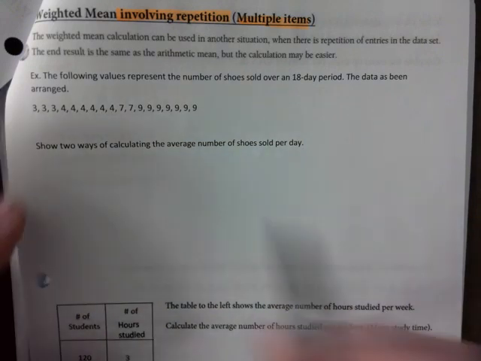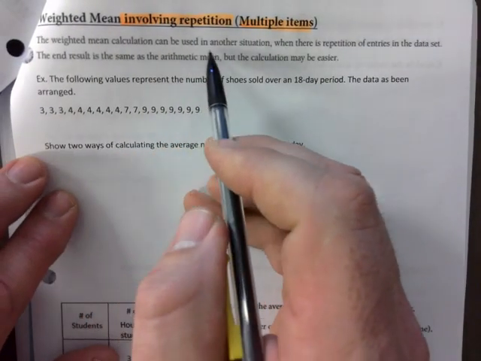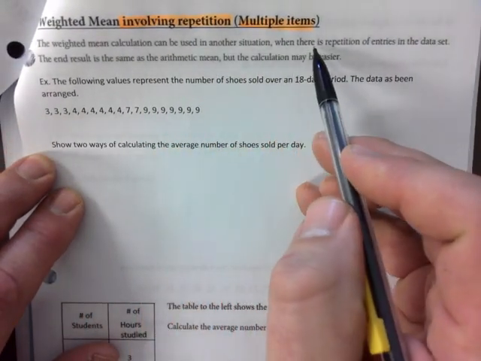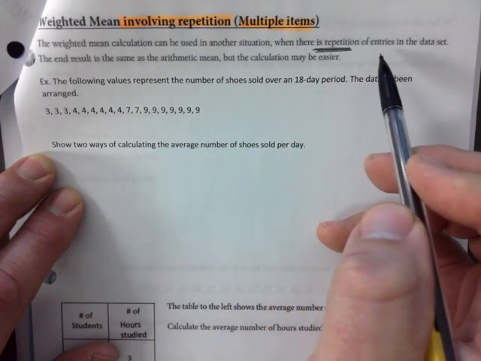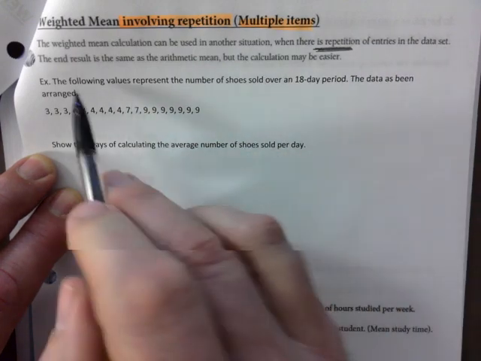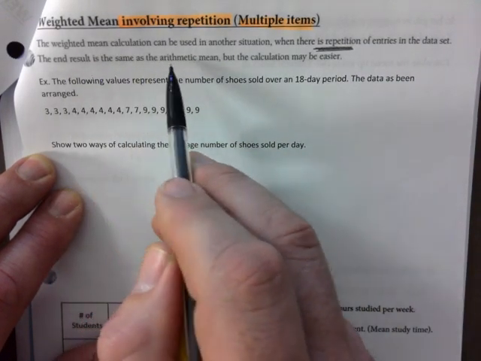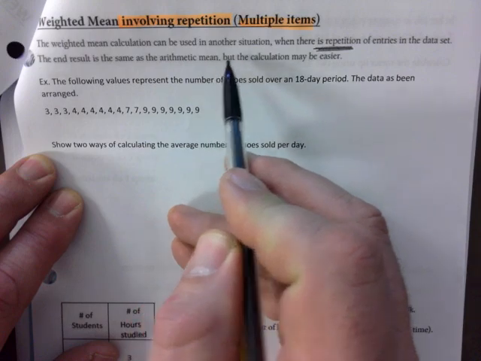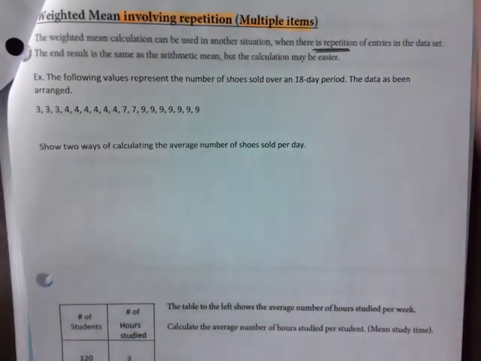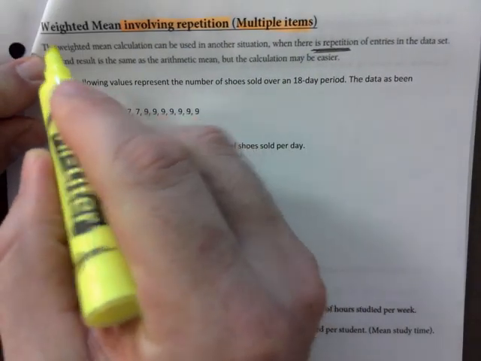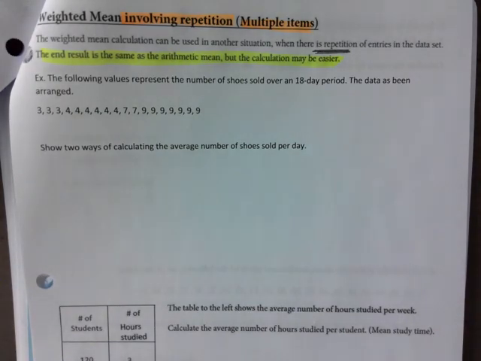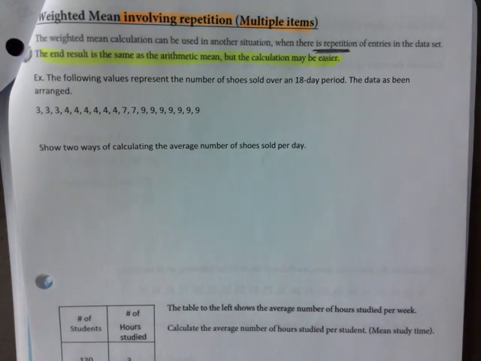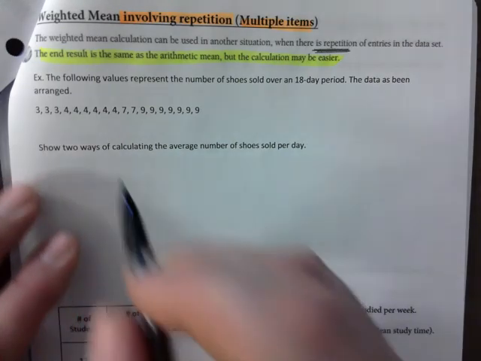To start off, weighted mean calculations can be used in another situation where there is repetition. I'm just going to underline that: repetition of entries in the data set. The end result is the same as the arithmetic mean, but the calculation is easier. Can I highlight that? This is very important. Who doesn't like easier, right? We all like it to be easier if possible.